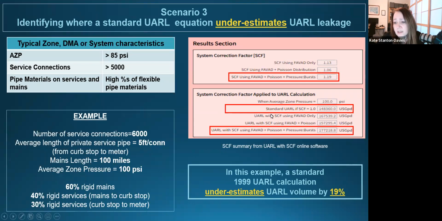So if we've used the standard equation here to set our UARL leakage targets for this system, what this is telling us is we're very unlikely to be able to meet them, okay? Because the SCF calculation is telling us that the lowest we can go is 177,000 US gallons per day against the standard calculation of 148,000.